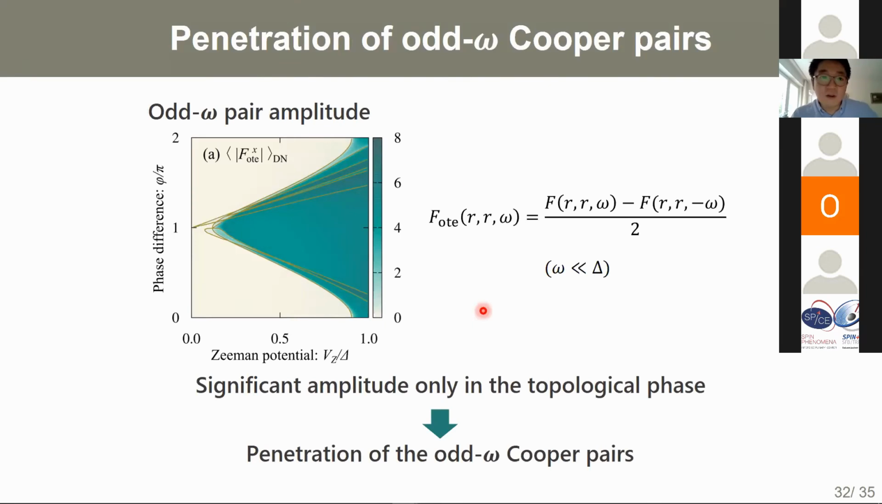And then I want to talk about the pair amplitude of odd-frequency Cooper pairs, defined by this mathematics. And we soon find that the odd-frequency Cooper pair has a significant amplitude only in the topologically non-trivial phase. And we can also find significant amplitude of odd-frequency Cooper pairs in the entire dirty normal metal segment. So we have confirmed the penetration of the odd-frequency Cooper pairs in our proposed system.